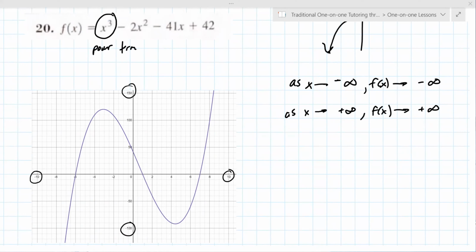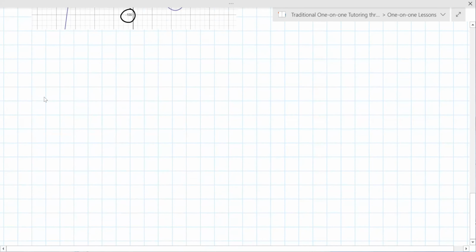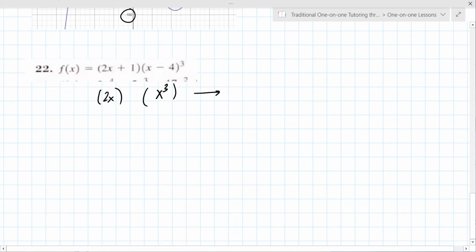22. Okay, so let's look at 22 here. If you were to expand this thing on the right, this thing would have an x cubed in it, and then there'd be a 2x over here, and they would eventually multiply to give you 2x to the 4th plus a lot of other stuff. But this is your power term. That's your leading term. That's the one you care about.